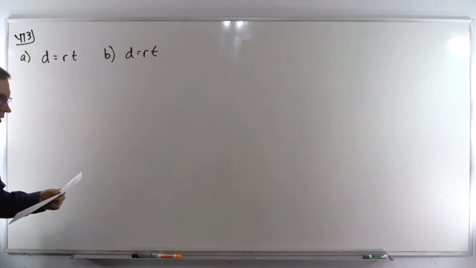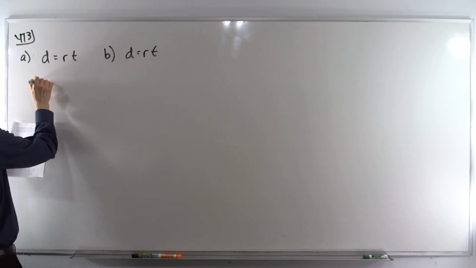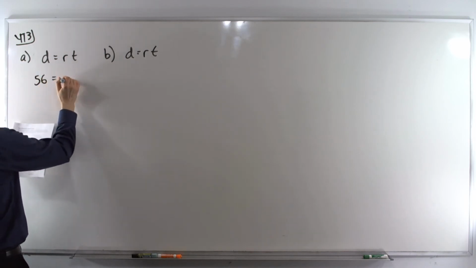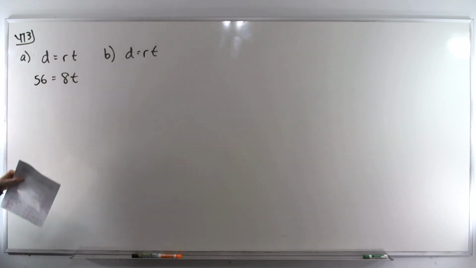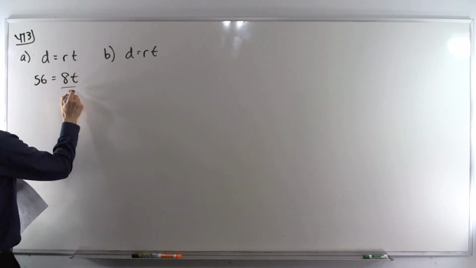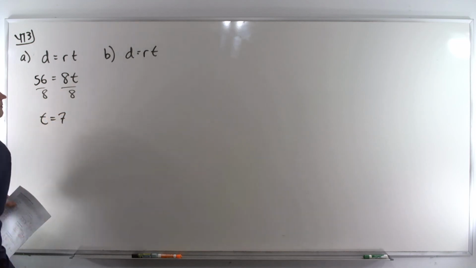So the first one, we're given that d is 56 and r is 8. So we just go ahead and plug that right in. 8 for r, 56 for d. Divided by 8 on both sides, and t equals 7.